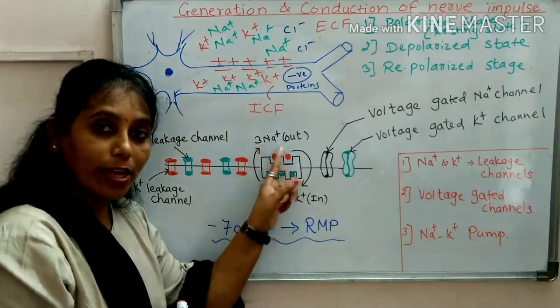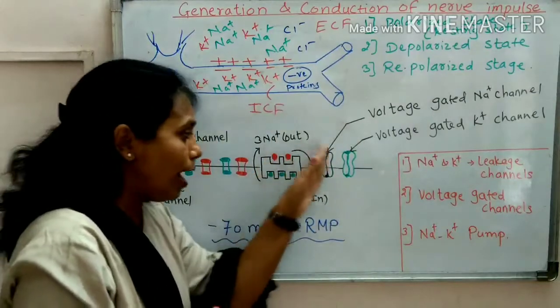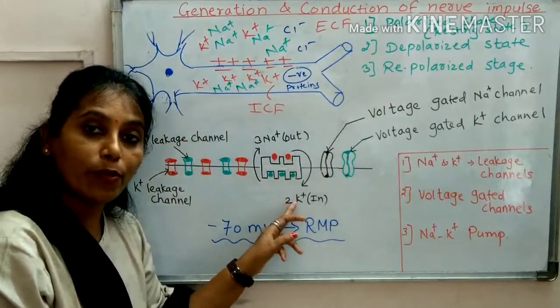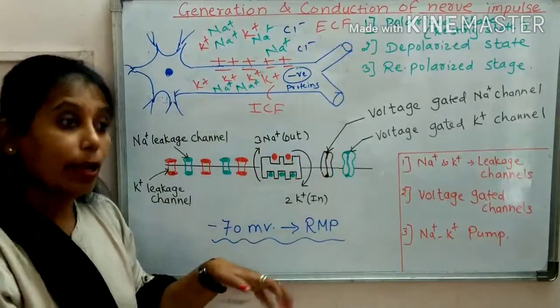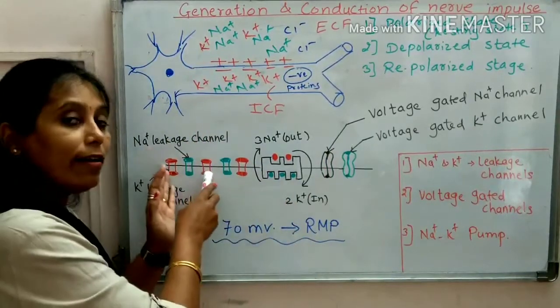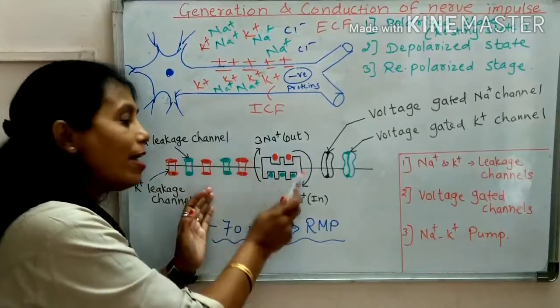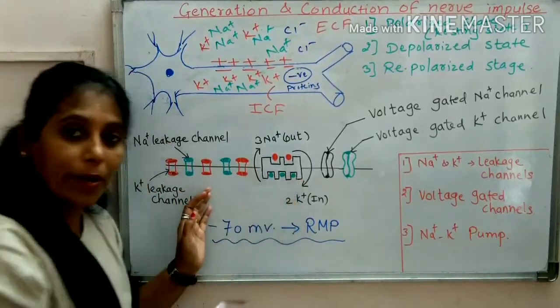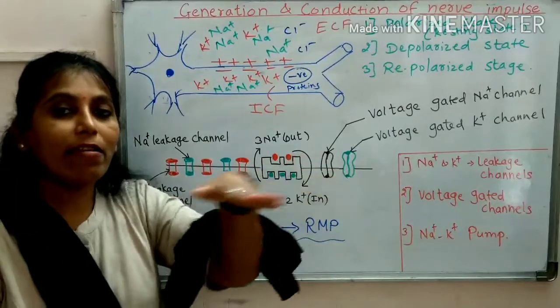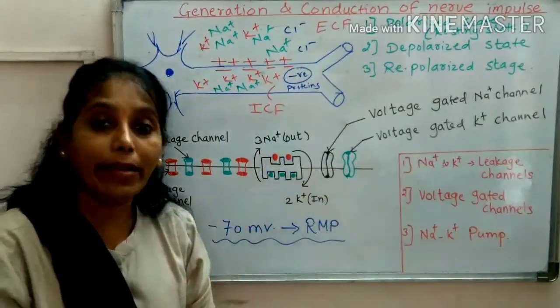3 molecules of sodium come back to the outer surface and 2 molecules of potassium come in. Due to this, though the sodium is coming inside and potassium is going outside, with the help of this pump, this ionic equilibrium is maintained.